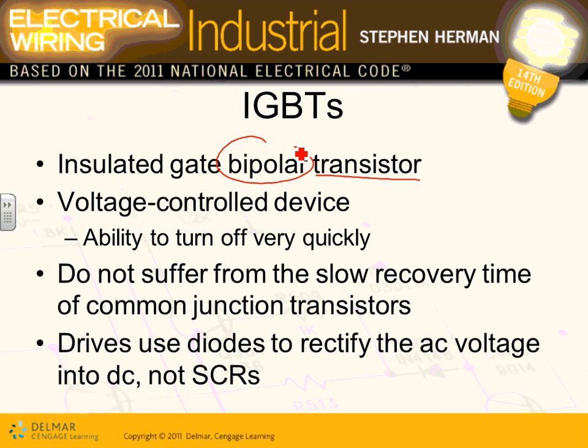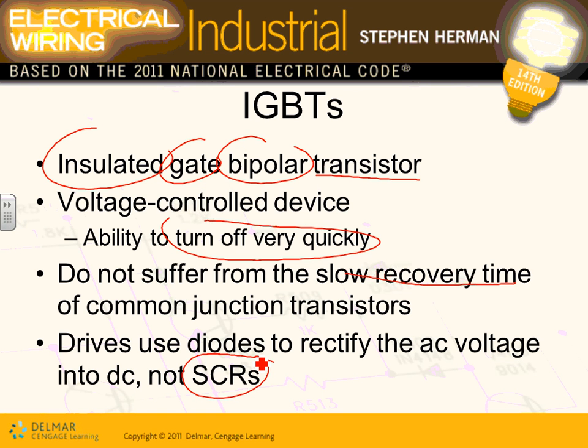Insulated gate bipolar transistor. It is a voltage control device with the ability to turn on and off very quickly. So it turns on and off, guys. It cuts that DC to convert it into an AC. There's no slow recovery time, so it has an advantage over SCRs, better than SCRs. And it uses diodes at the beginning to convert.